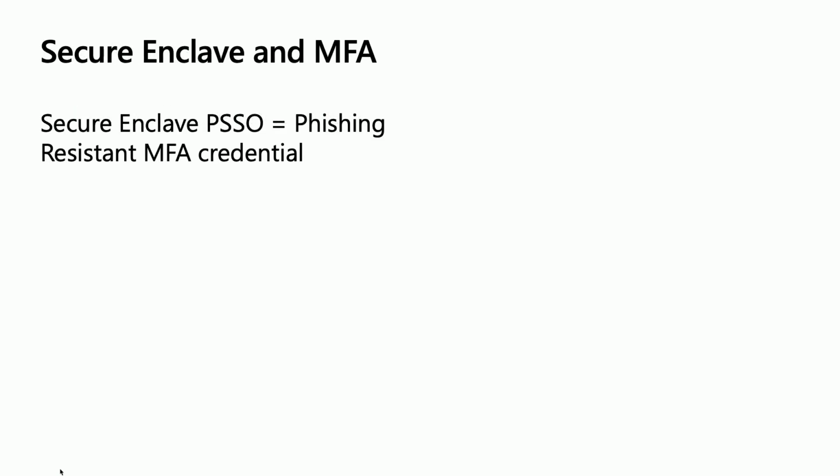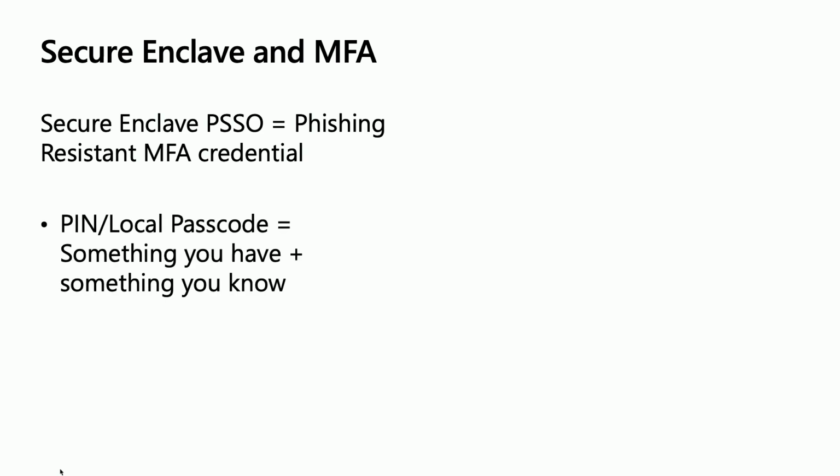So as Michael alluded to, when you deploy the secure enclave method, you're getting a phishing-resistant MFA credential. I'll talk a little bit more about the phishing-resistant part and why that's really, really important on the next slide. This is considered to be an MFA credential because we're combining that something you have, which is the device with the secure enclave, and then that knowledge factor, something that you know, your local password, local passcode, or local PIN, depending on how you want to think about it.